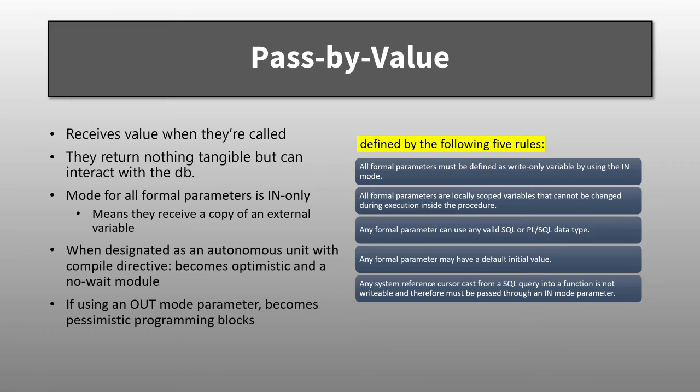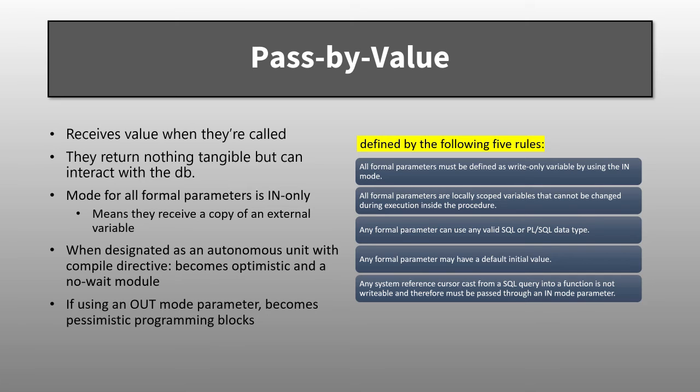And this whole optimistic and pessimistic thing, whatever. But if as an autonomous unit with the compile directive, it becomes optimistic and no wait module, meaning that it's just happy and doing its thing up front. Because optimistic people are happy people. If using an out mode parameter, it becomes pessimistic programming blocks. So truthfully, I don't understand why they have to call it optimistic and pessimistic. It makes no sense to me, but it just has to do with when results are being passed forward and backwards, and how it's being managed.